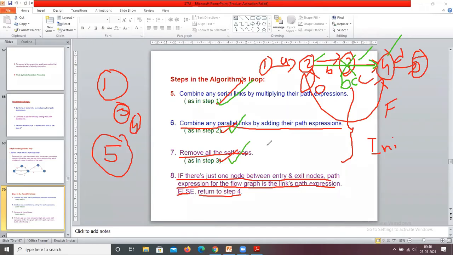Okay. After this, you are going to check: is there only one node between the entry node and exit node? If there is only one node, then stop the procedure. If there is more than one node, you are going to repeat steps 4 to 8. That's it. Okay, so this is about the reduction procedure.